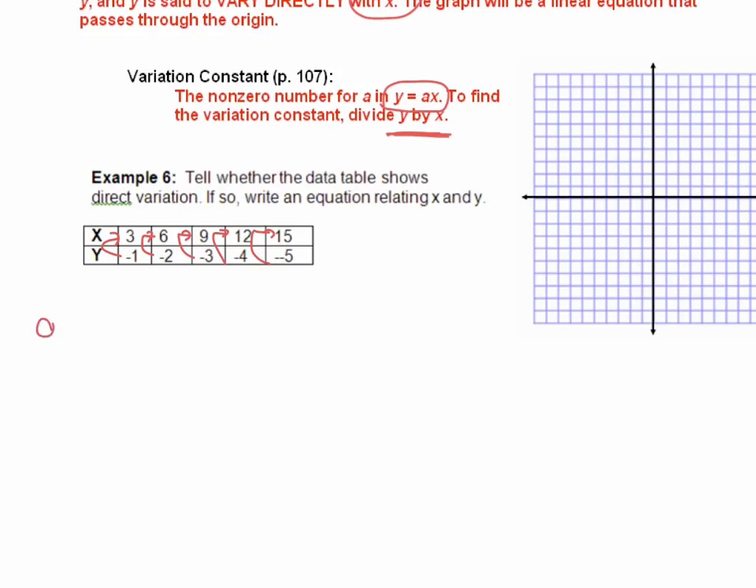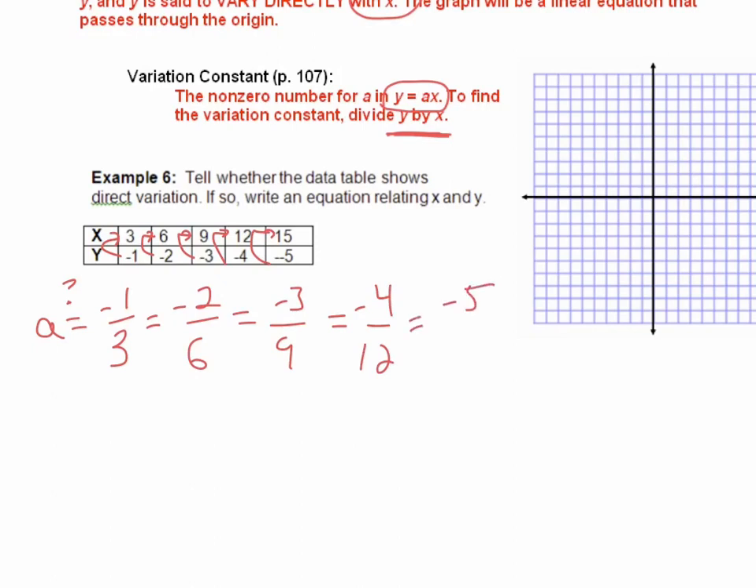So right now I'm checking to see if there exists an a value. And to do that, I'm going to take y and divide it by x, for each pair in the table. And I'm asking myself, are these all equal to each other?